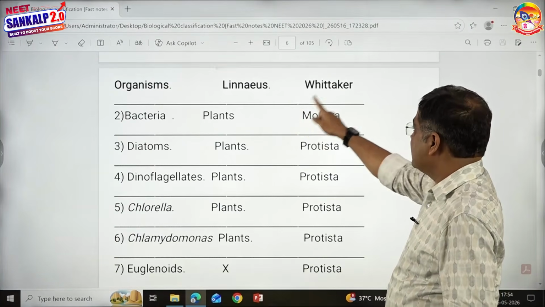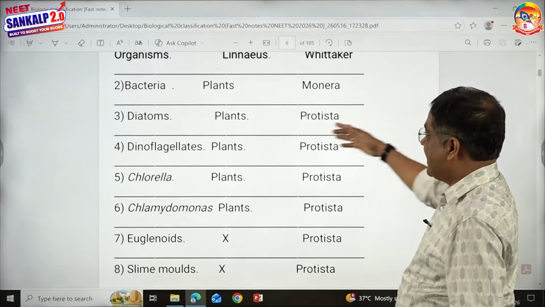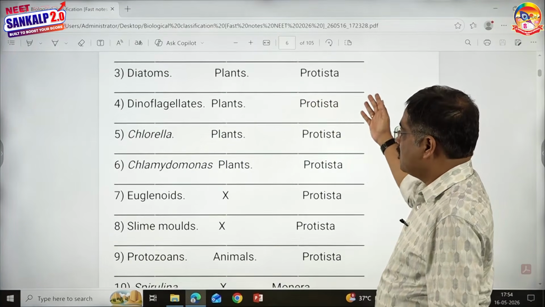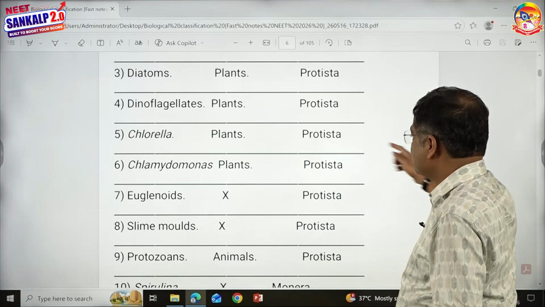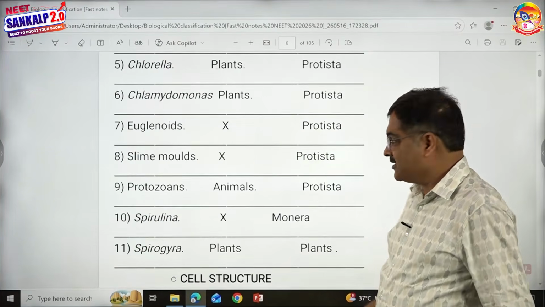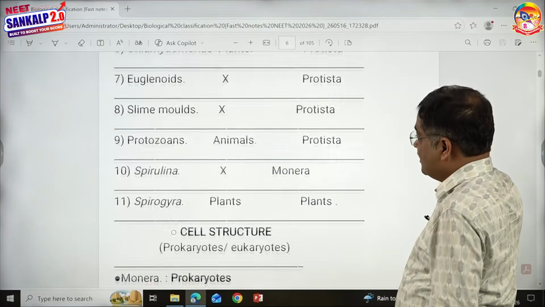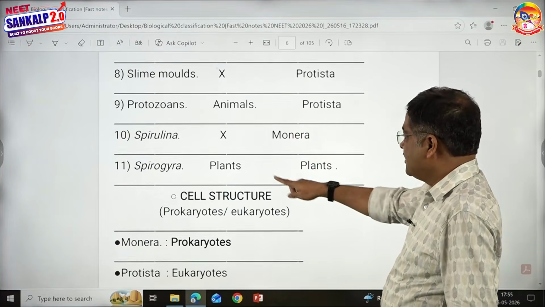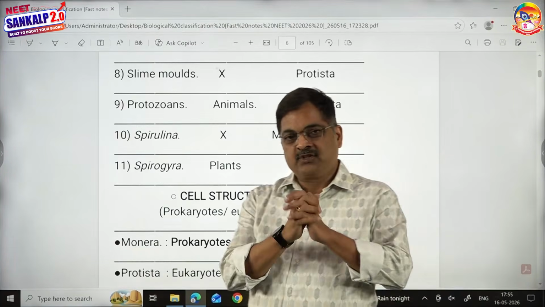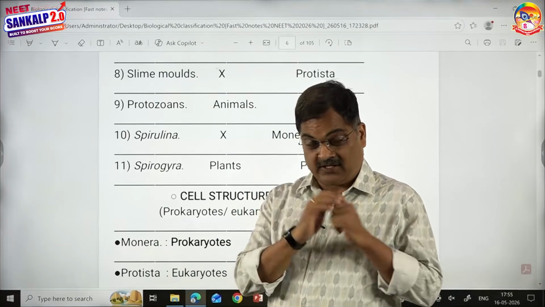Bacteria: plants in Linnaeus, and Monera. Diatoms: plants, Protista. Dinoflagellates: plants, Protista. Chlorella and chlamydomonas: plants, Protista. Euglenoids and slime molds did not find any kingdom in Linnaeus, so here Protista. Protozoans: animals, Protista. Spirulina: Monera. Spirogyra: plants and plants. That's very easy. Chalo children, now we are in the last 2 minutes of concluding the introduction part.